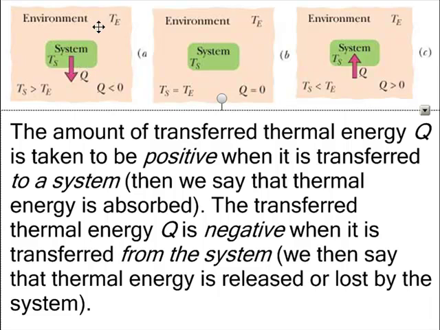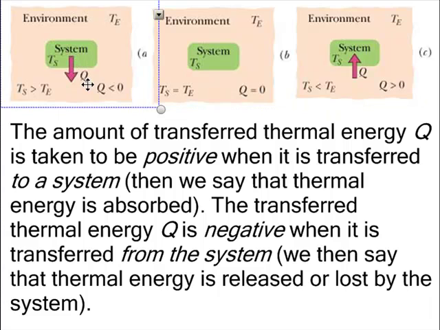If the environment is colder than the system, the energy will go from the system into the environment. Energy always flows from hot into cold. In that case, we say the heat is negative. The amount of energy transferred is negative. So it's negative when it leaves the system. Q is less than 0. If the environment and the system are at the same temperature, then there is no energy transferred, and Q, or heat, is 0.